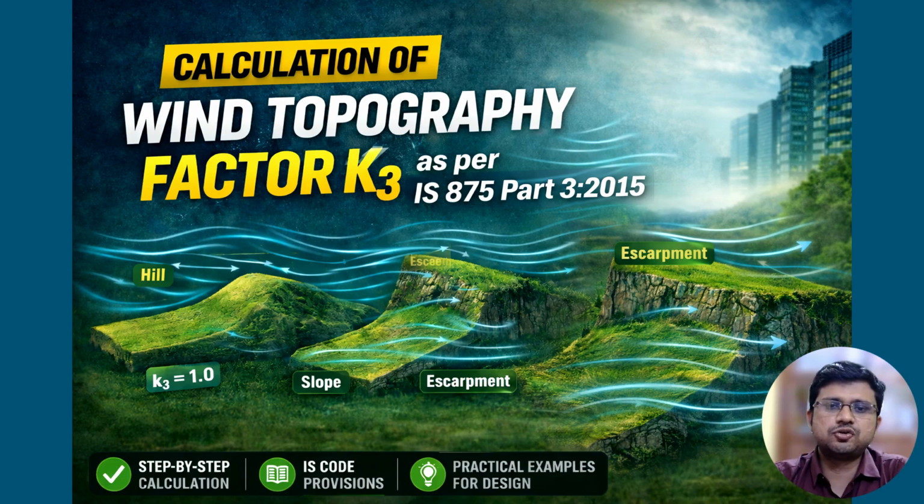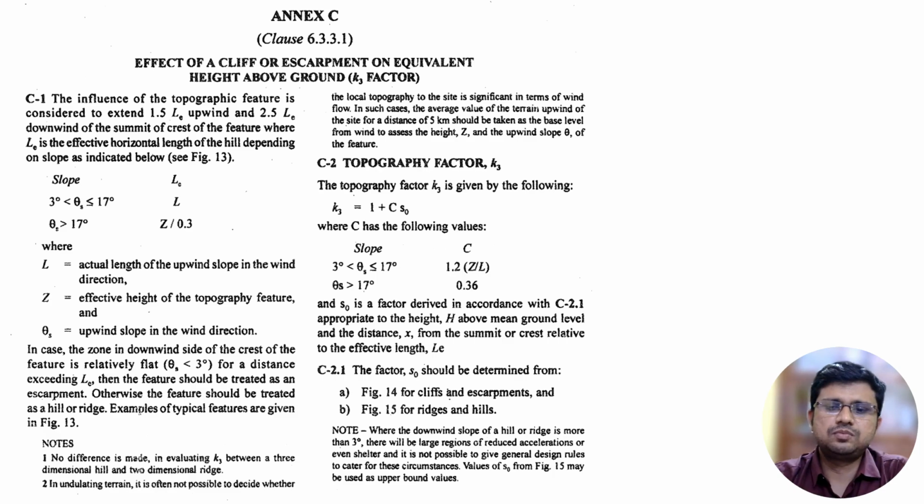Hello everyone, in this video we will understand how to calculate the wind topography factor K3 as per IS 875 Part 3 2015. Now, in one previous video I have discussed how to calculate the design wind pressure PD, and for calculating the value of PD we need the value of Vz, which is actually the velocity at a particular height z. Now Vz can be calculated using this particular equation. Vz equals to Vb into K1 into K2 into K3 into K4.